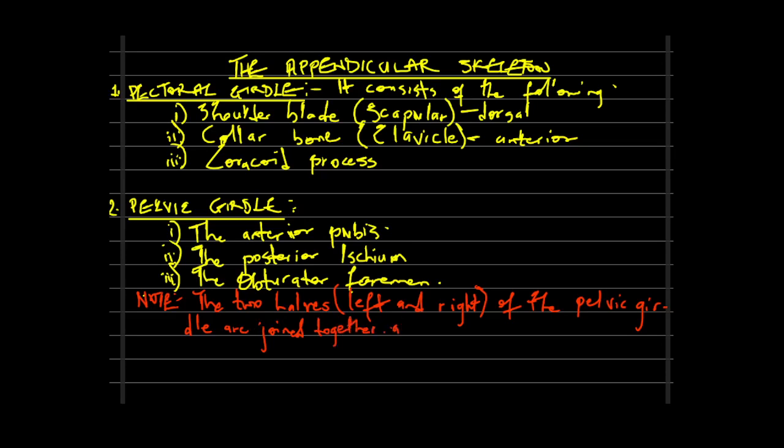They are joined together at the pubic symphysis. That is the name of that very part where we find the joints of the two halves of the pelvic girdle.